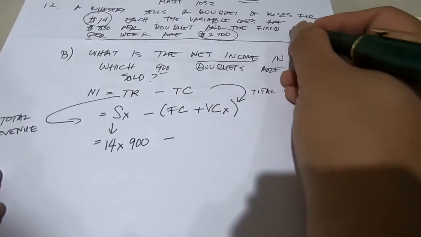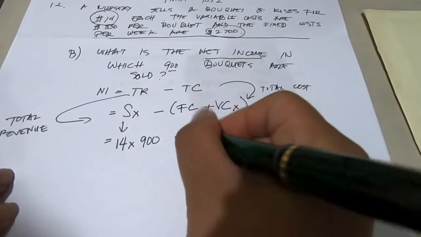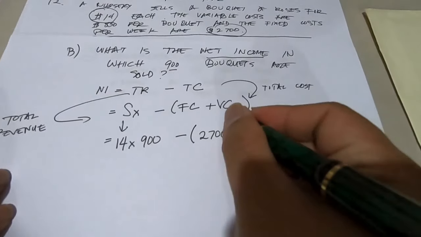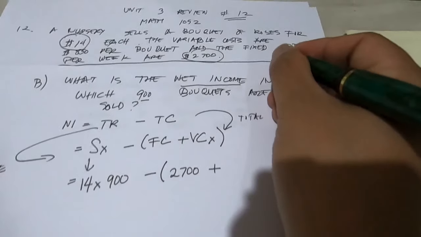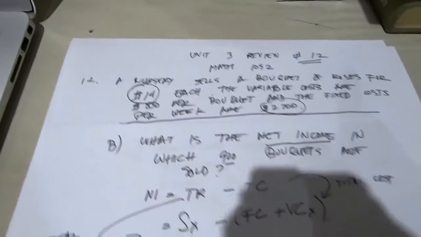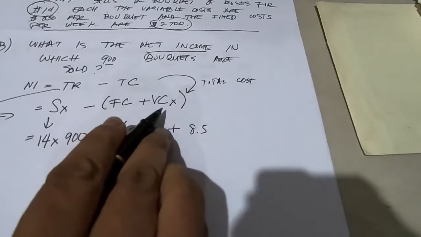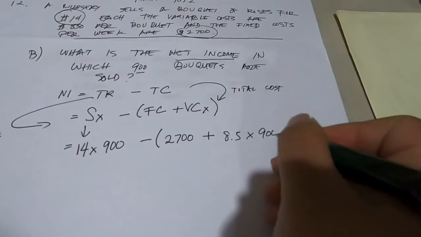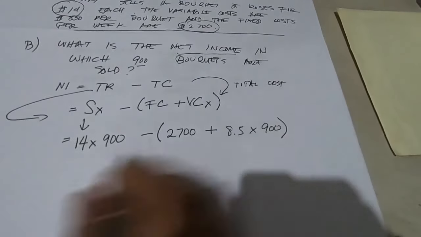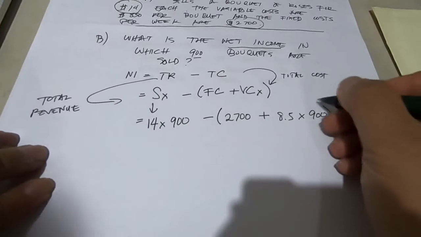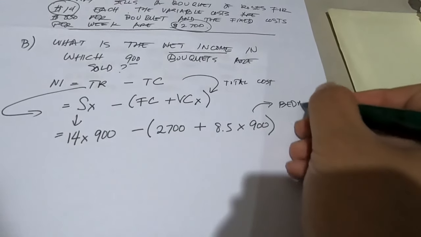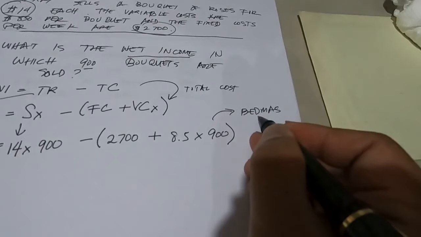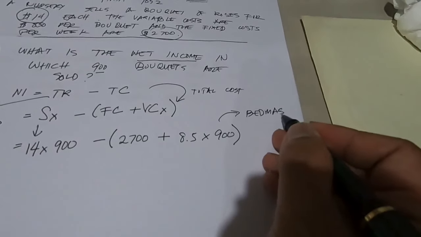Okay, let me continue plugging in. So fixed cost, we go back to the main word problem. We know that's 2,700. Put the brackets there. 2,700 plus, variable cost, we know that from the main part of the word problem. That's 850, right? So 850 goes down here, multiplied by X, that's 900 from part B of the problem. Multiplied by 900. Okay, so now there are no more variables in the equation, so we apply BEDMAS, which is the order of operations: brackets, exponents, division, multiplication, addition, and subtraction.